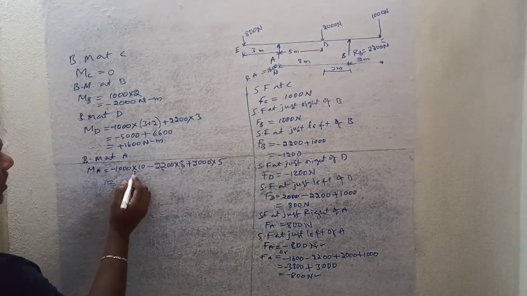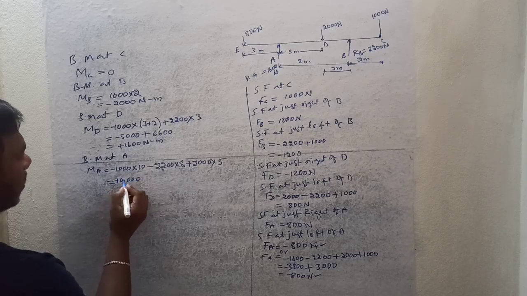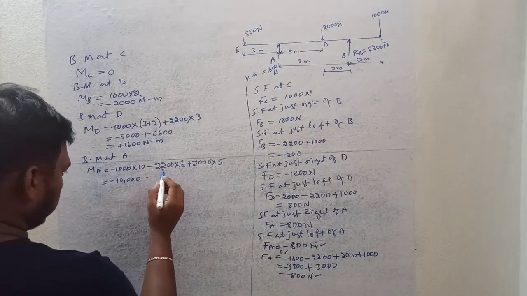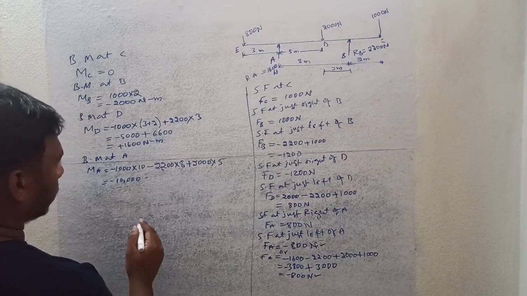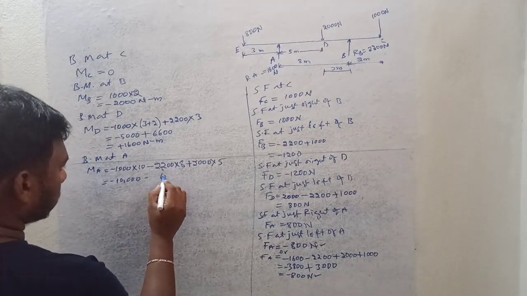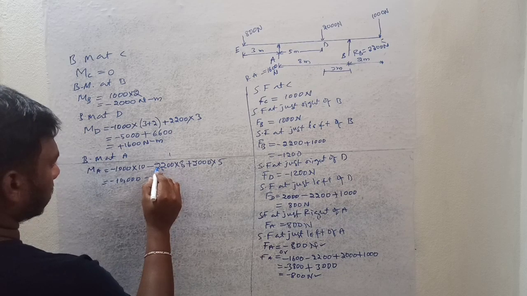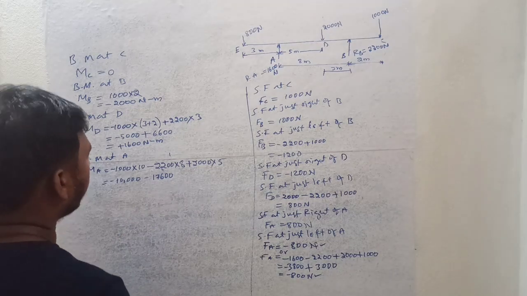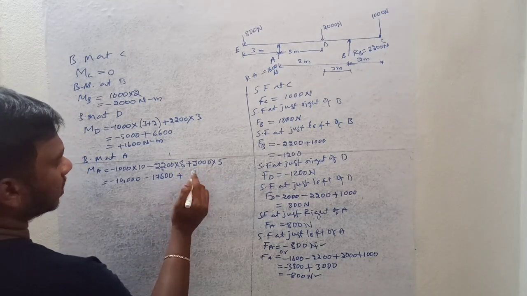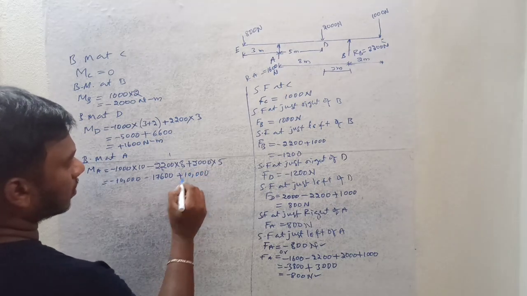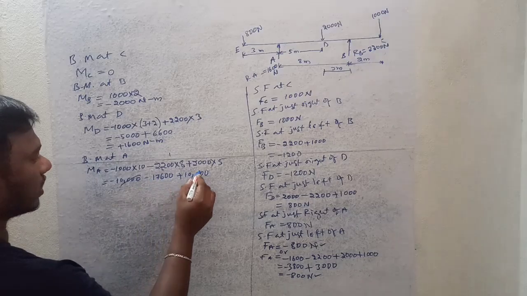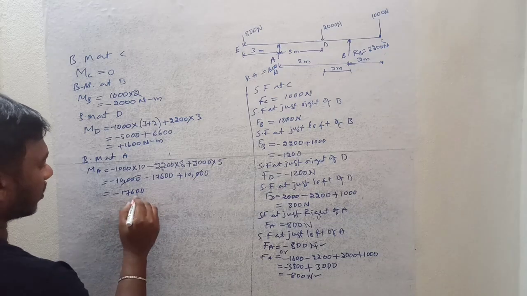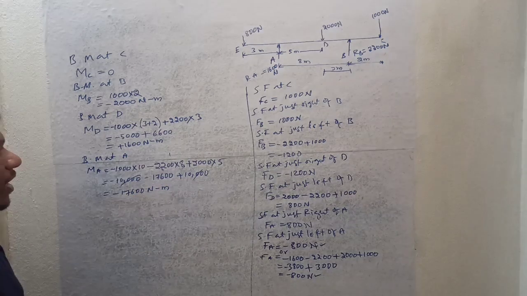And if we simplify, this is 10,000 minus 22 into 8, which is 17,600, plus this is 10,000. This 10,000 and this 10,000 get cancelled, and it is minus 17,600 Newton meter, the bending moment at A.